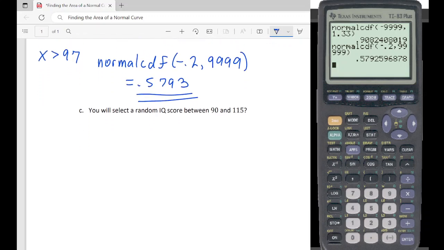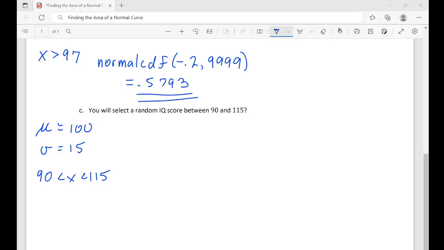Now what if we want an IQ score that's between 90 and 115? No problem, very simple. Our setup again is the same. 100 for our mean, 15 for our standard deviation, but x this time is going to be between two numbers, between 90 and 115. So that means we're going to find the z-score twice. So z equals 90 minus 100 over 15, which is going to give us negative 0.67.